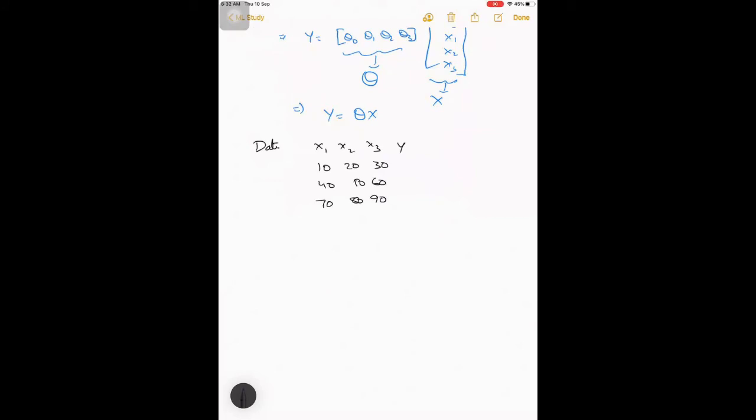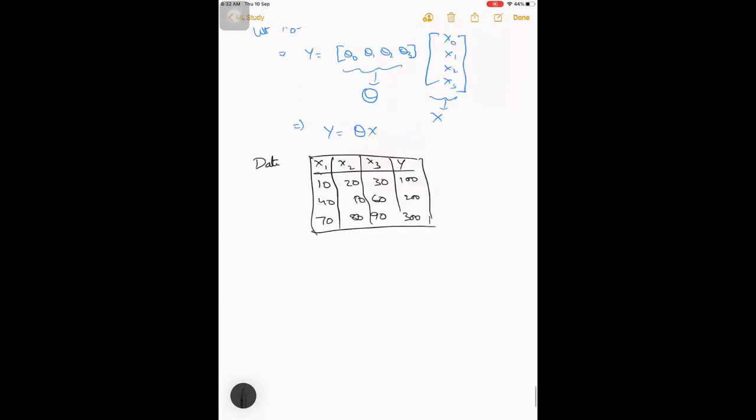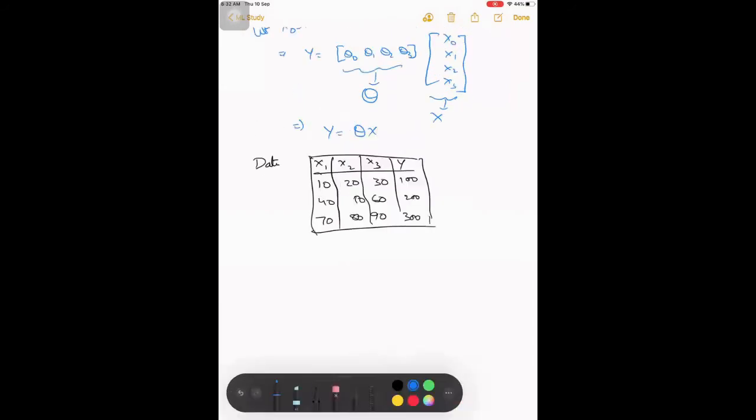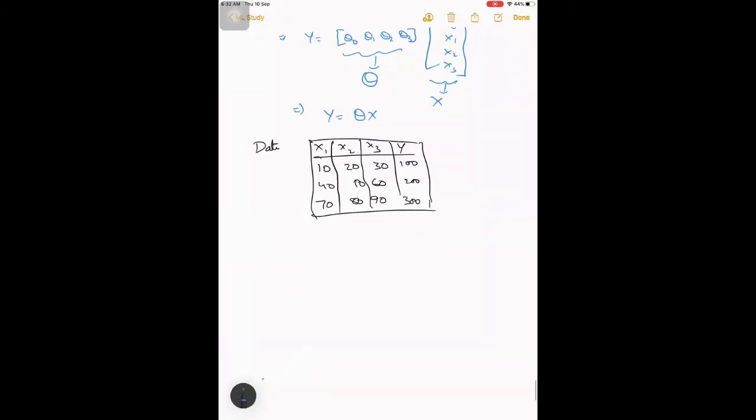So what can you have here? The y values, let me say, are 100, 200, 300. Let's think that way. This is the data. I wrote it with only 3 points. Let's see how we can write it in a graph. So you have y equal to theta naught plus theta 1, assuming that these are the same.